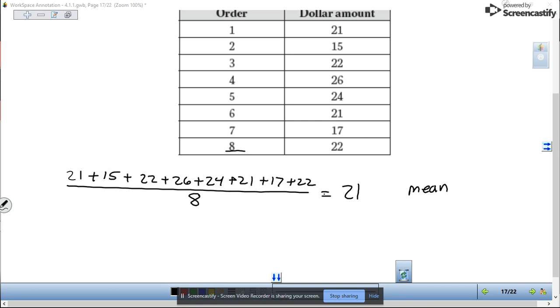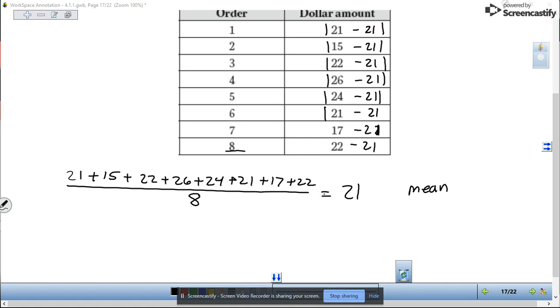Okay, now the next thing we want to do is find the distance of each number from the mean. So basically, here's the way I'm going to do it. I'm going to work it up here. So 21 minus 21, minus 21, minus 21. I'm taking the distance of each number from the mean. And now here's the other trick. I want the absolute value of that.